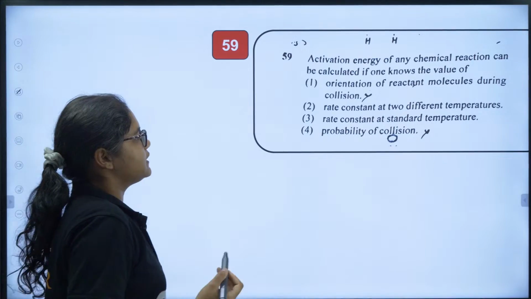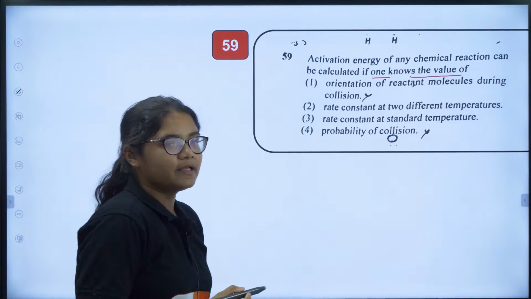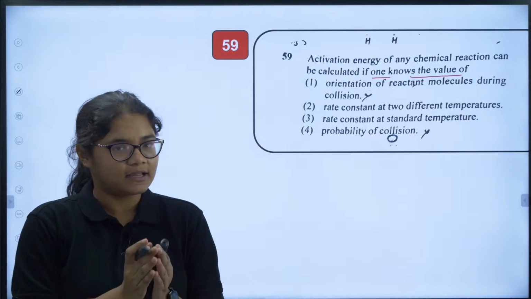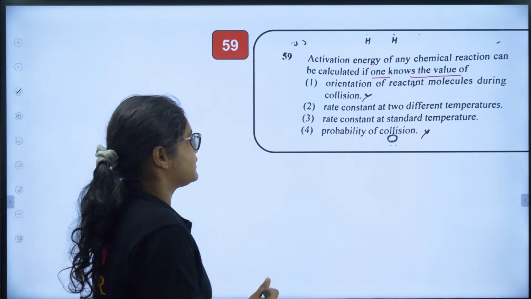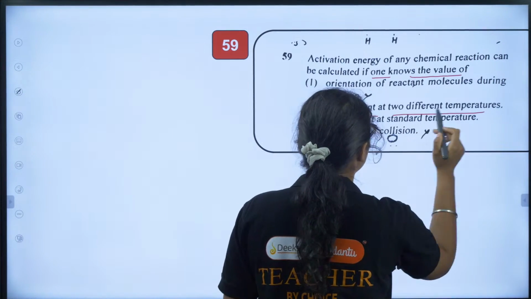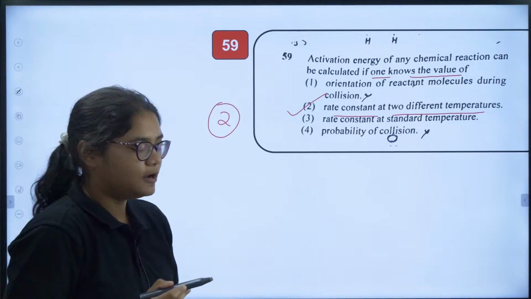Next, activation energy of any chemical reaction can be calculated if one knows the value of... So this question is from chemical kinetics, the Arrhenius equation. We know if we know K1, K2, T1, T2, we can calculate the activation energy. So that is the rate constant at 2 different temperatures. So the correct answer for this question is option number 2.